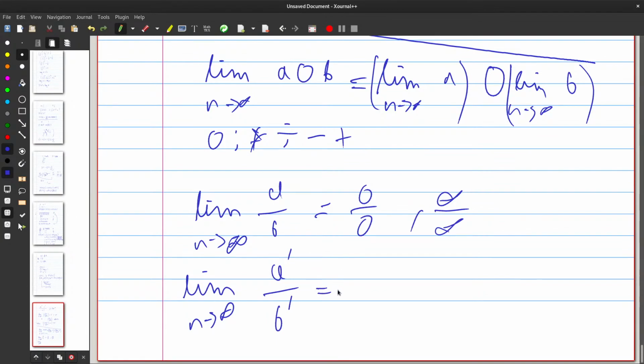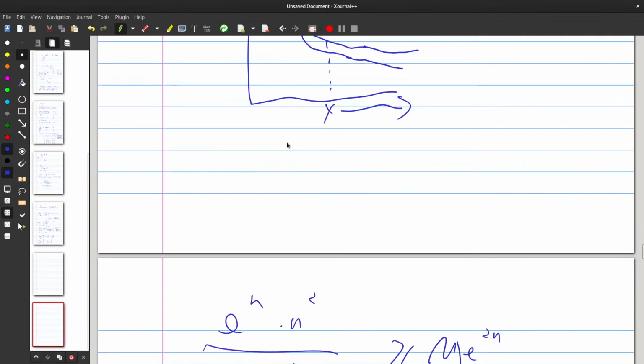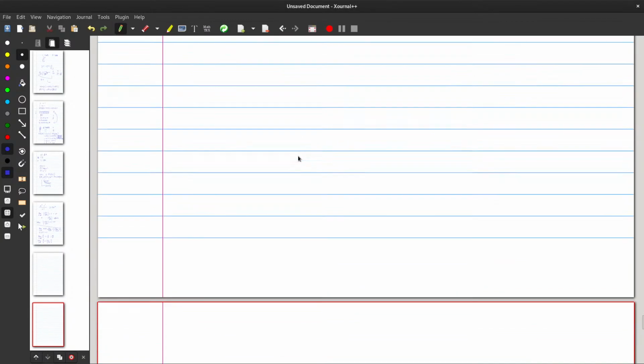So that's equal to the same limit. It's called L'Hopital's theorem. It's very nice. So if we took back this, imagine we have some function up here. Actually, let's take some evil function.